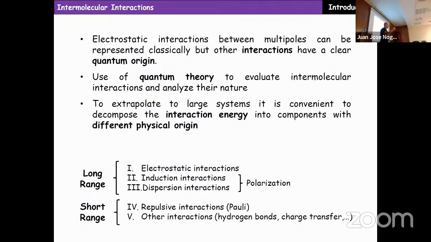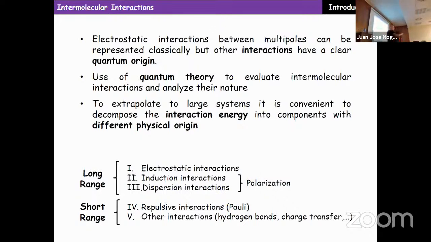The density changes, the energy of the system changes. And additionally to this repulsion, due to the change in the electron density of the fragments, we have the exchange energy between electrons of different fragments. So in the Pauli repulsion, we have two components: the repulsive one and the exchange. Repulsive is positive energy, and exchange is always negative energy.